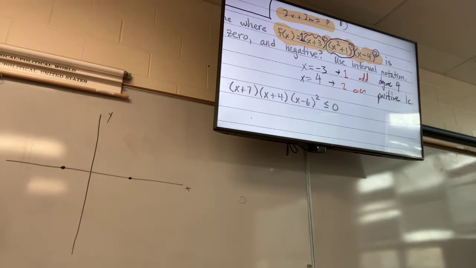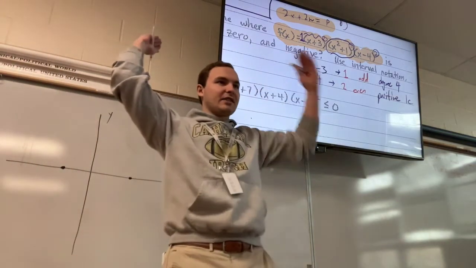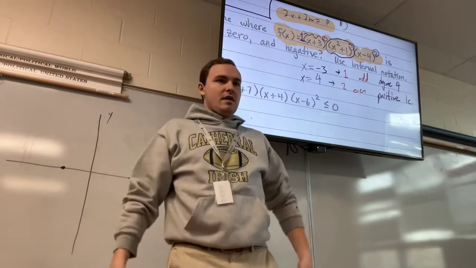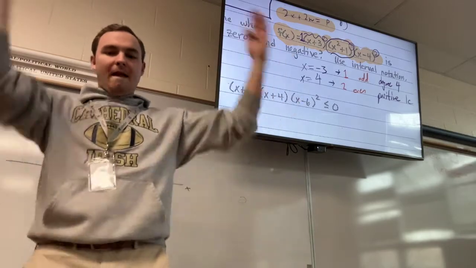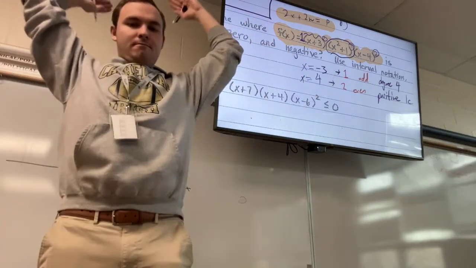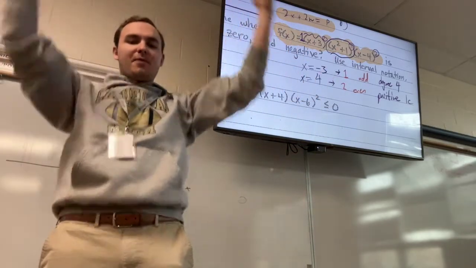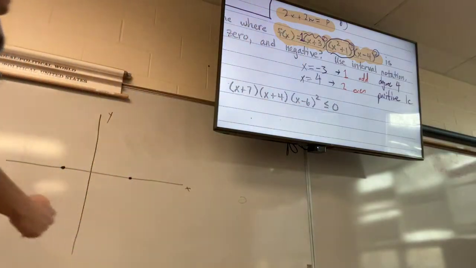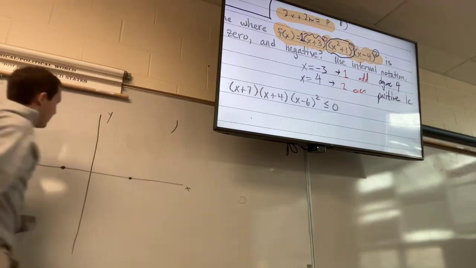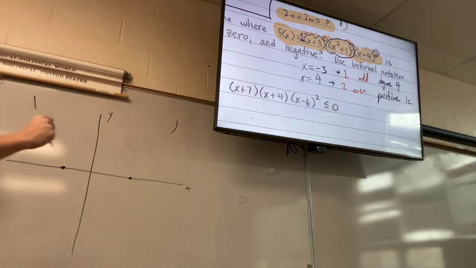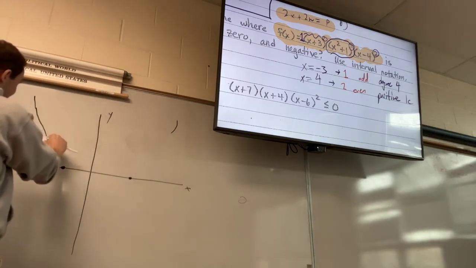We know it's odd degree, so what's the end behavior? Is it going to be the same on both sides or opposite? Or it's even degree, isn't it? Sorry, yeah, so it's going to be the same. How do we know whether it opens up or down? Positive, so it's going to open up. It's going to look like this at the ends and come down to this first 0 here.